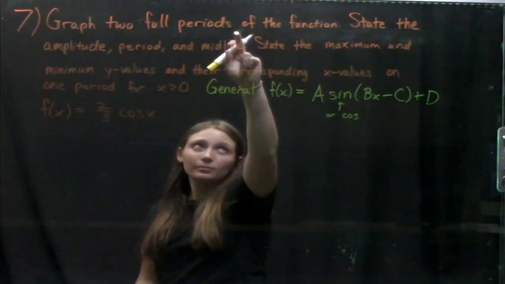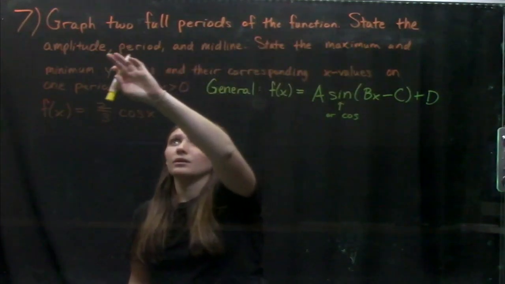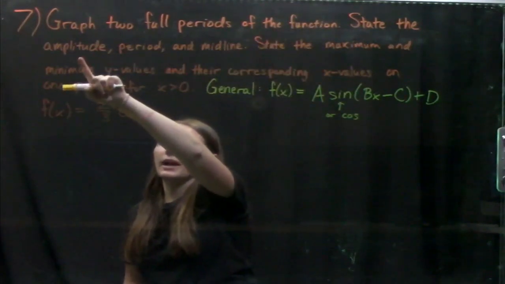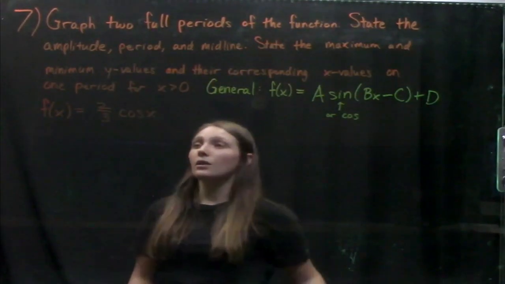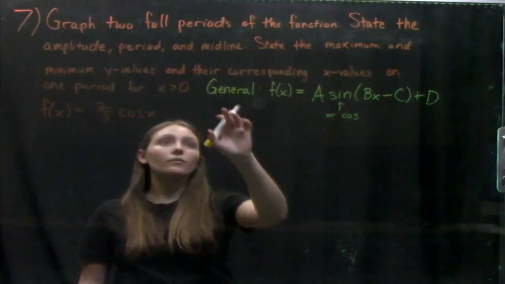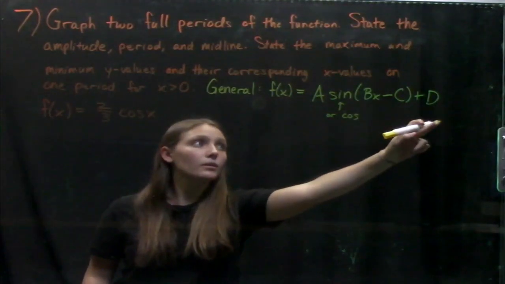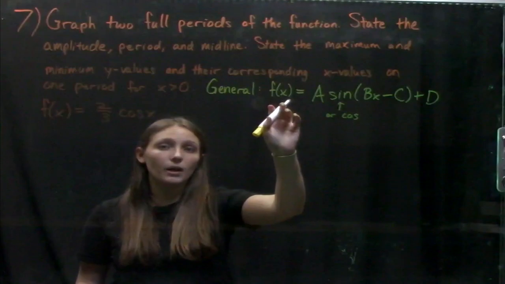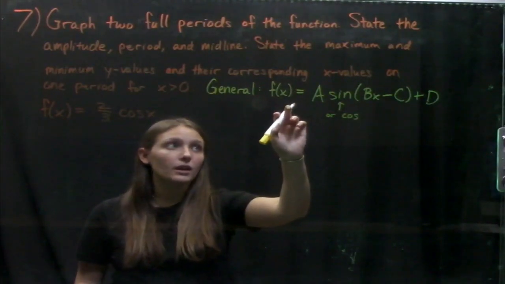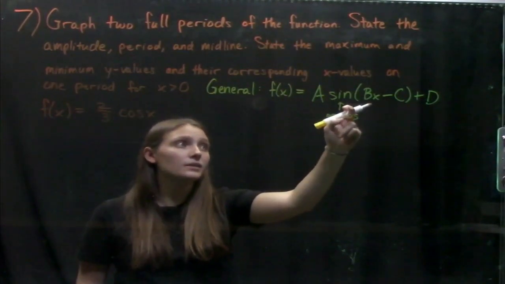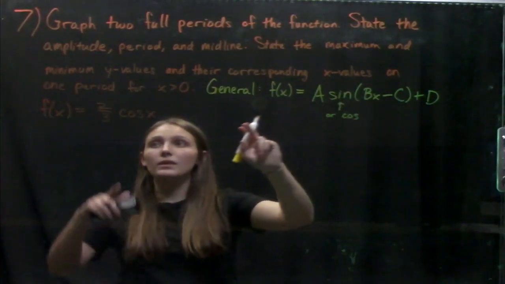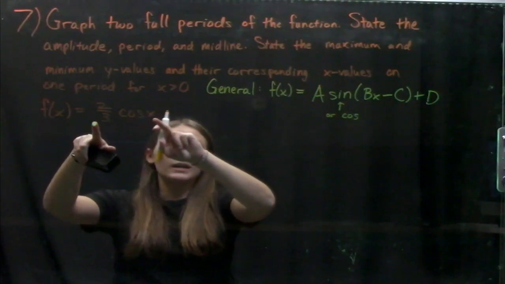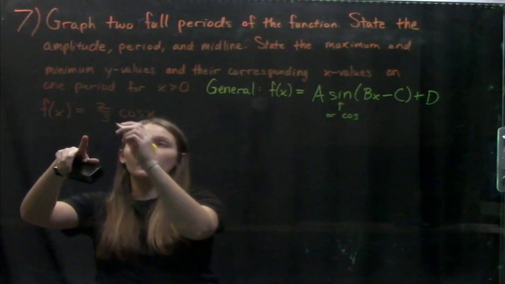So before we graph, I'm going to write down the few things that it asks for. So it asks for the amplitude, the period, and the midline. So we know from our general form of the trig function sine and cosine, we have f of x equals a sine of bx minus c plus d. So in this equation, we have 2/3 cosine x.